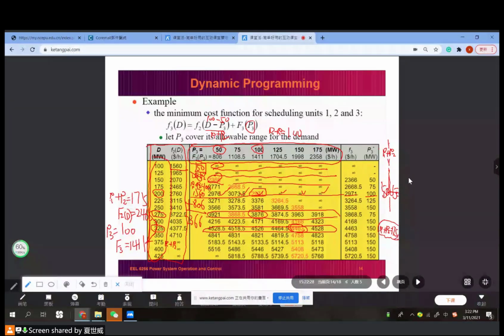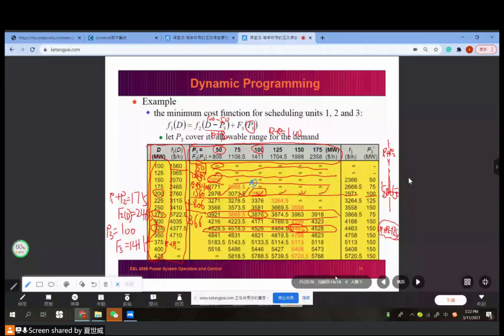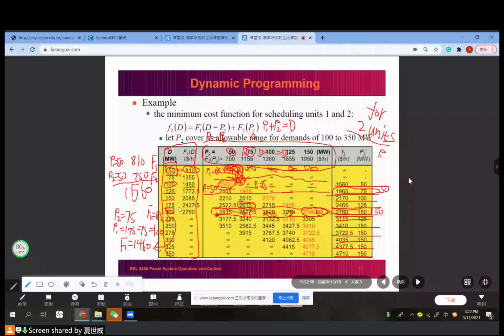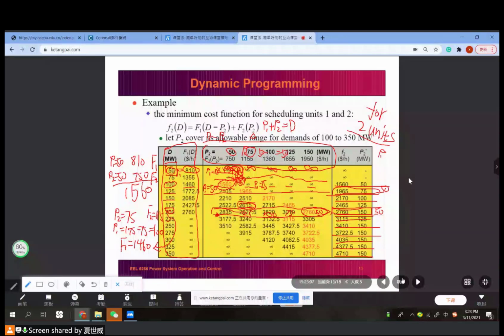Based on this, we can continue to look up the table. For a total load of 175, you see 175. What's the best solution for generator 1 and generator 2? It is this value, 2465. What's the solution for P1 and P2? You see, P2 is 125. Of course, P1 will be 50. So that means for this number, P3 is this, and P2 is 125.